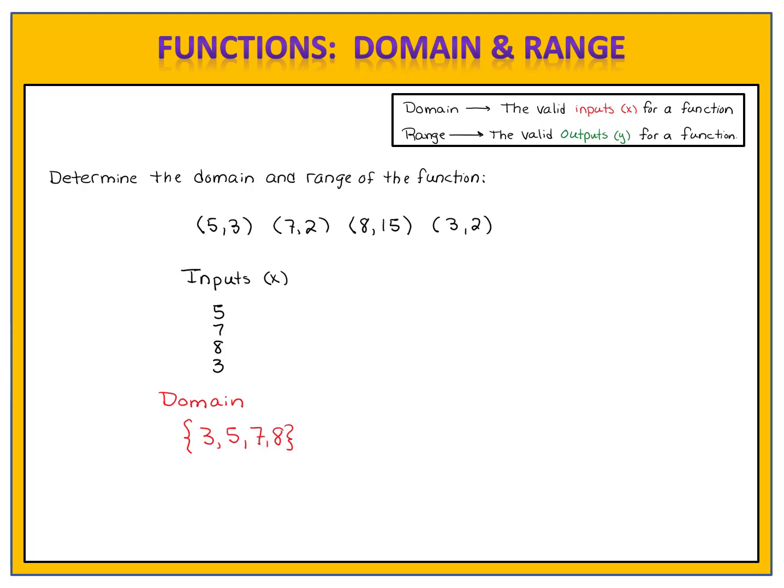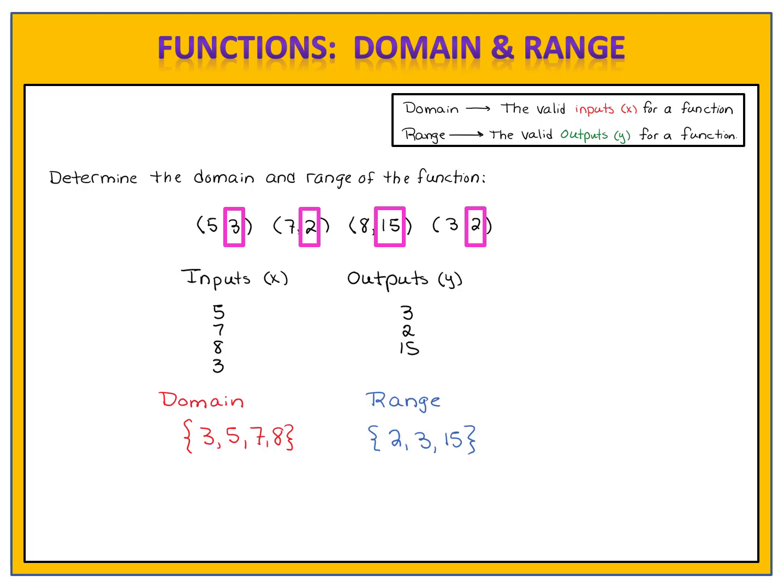What about the range of the function? We know that the range is the list of valid outputs or y values. In this case, we have three different outputs, 3, 2, 15, and then 2 repeats. So we have three unique outputs in this function. The range is the set 2, 3, and 15.